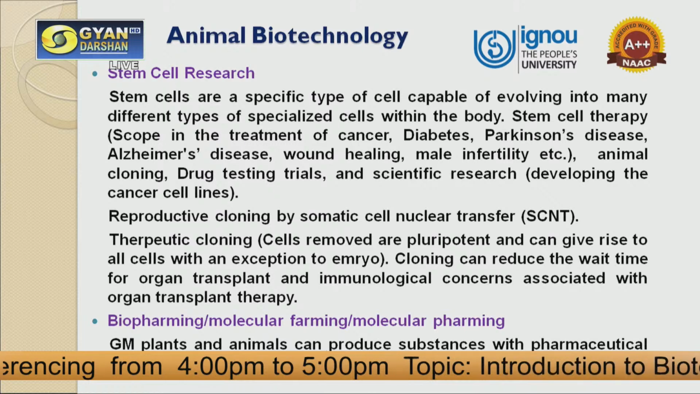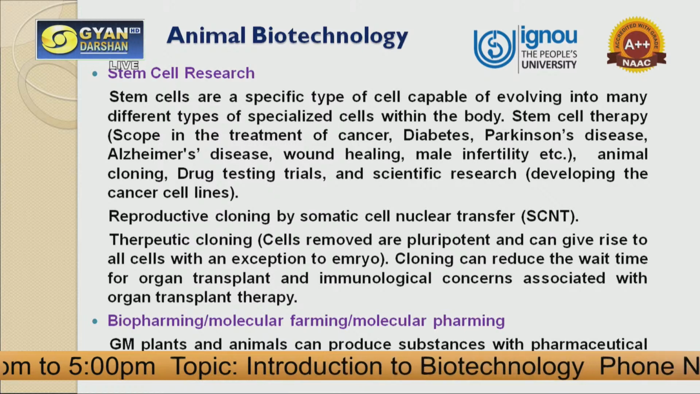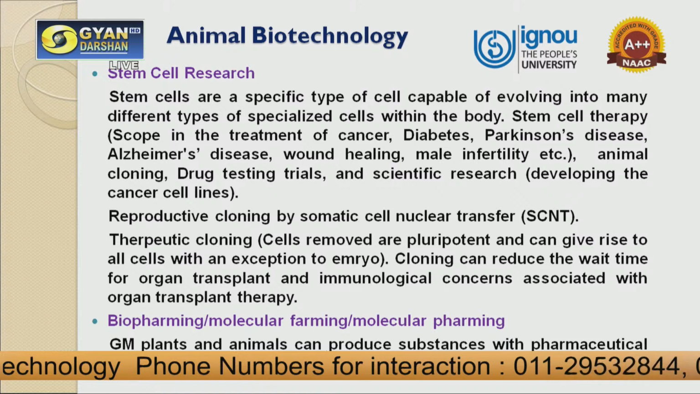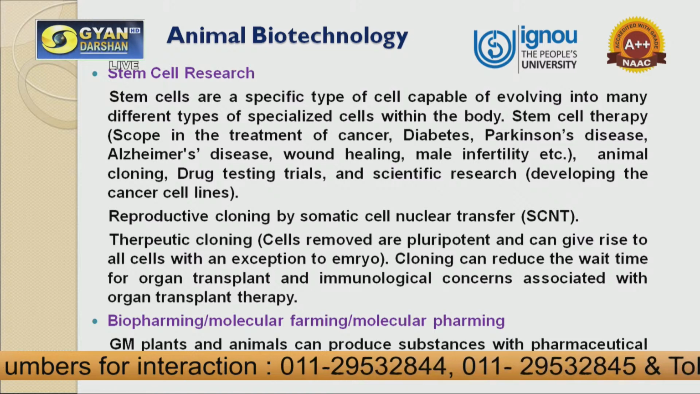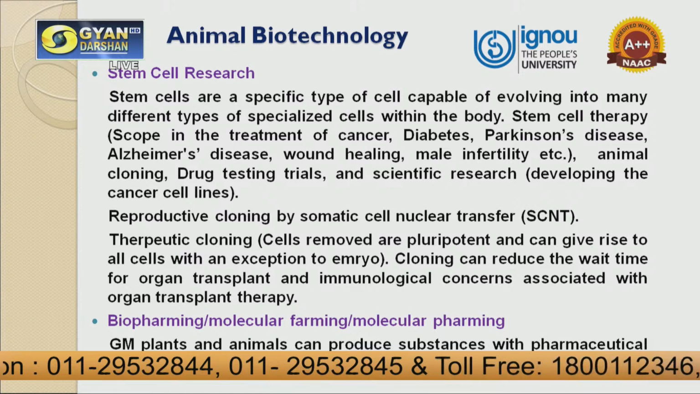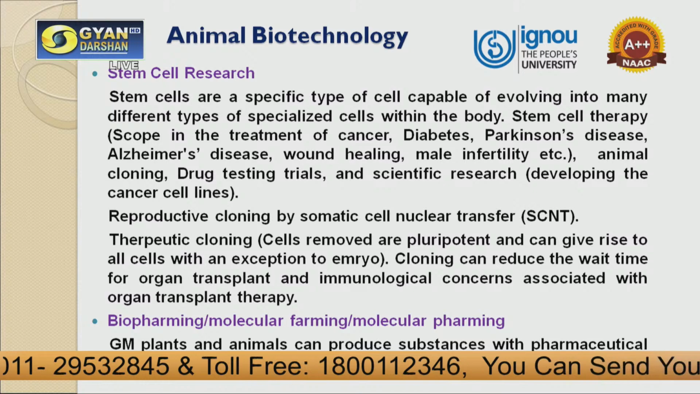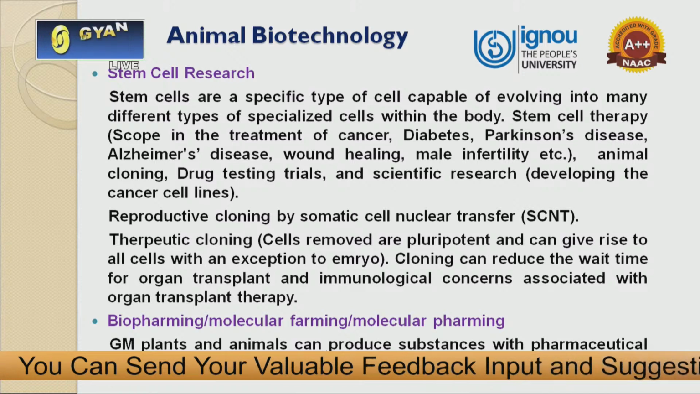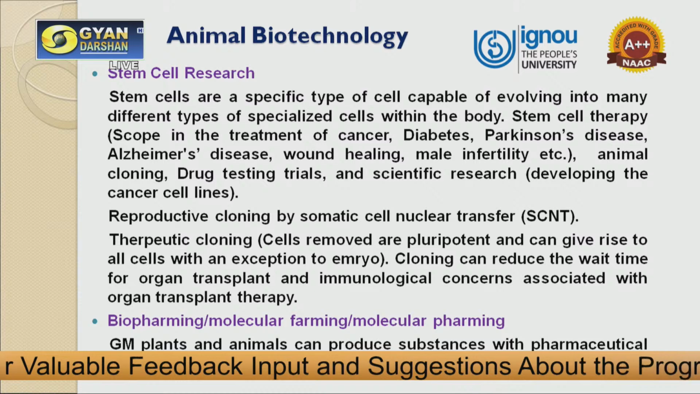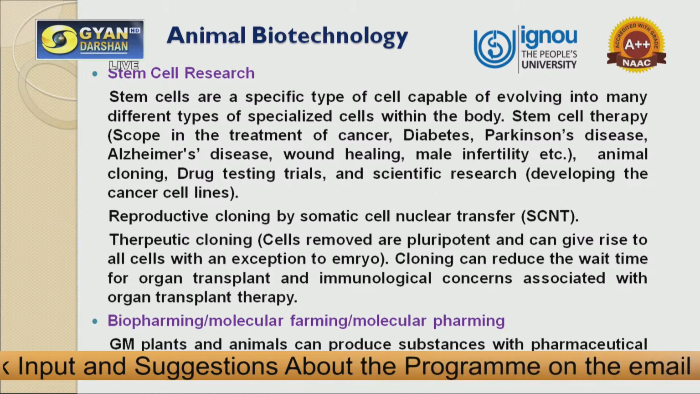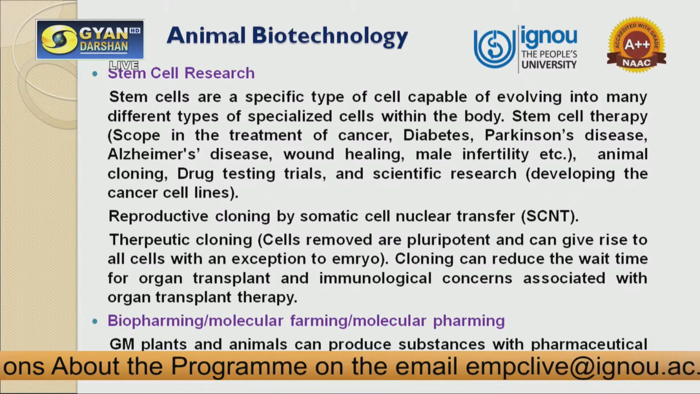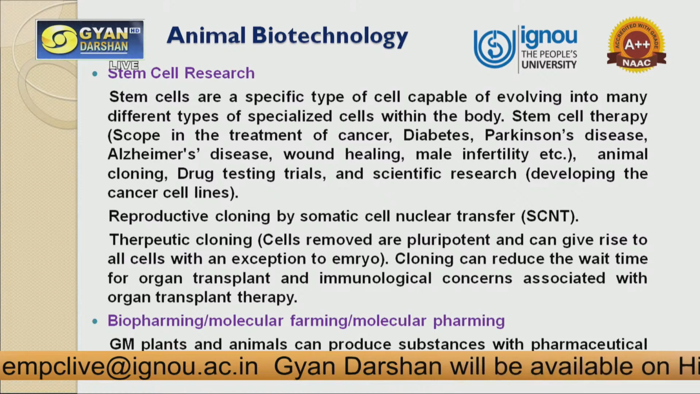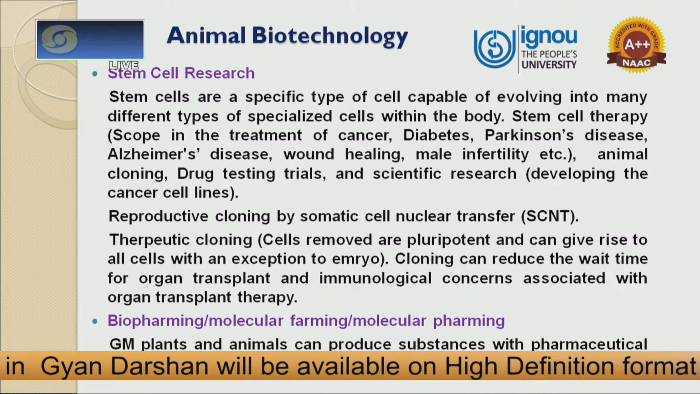Although this particular unit is mainly focused on plants, let's discuss a few examples from animal biotechnology also. So biotechnology has a role to play in stem cell research. What are stem cells? Stem cells are a specific type of cells which are capable of evolving into many different types of specialized cells. Means these are cells which can be programmed to develop into a particular type of cell. So it has a very important scope to treat many types of diseases, specifically through a technology called stem cell therapy.